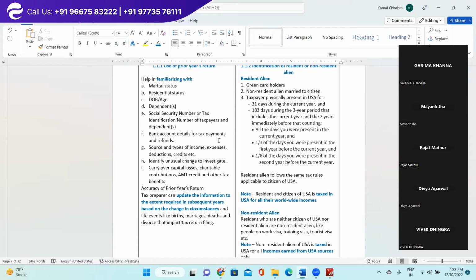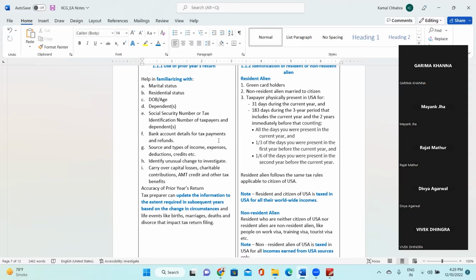Sir, just don't skip for a minute, sir. It's also written that it helps in familiarizing with marital status. So basically the subpoints that are written, like marital status and residential status, are the prior years' information that is used.